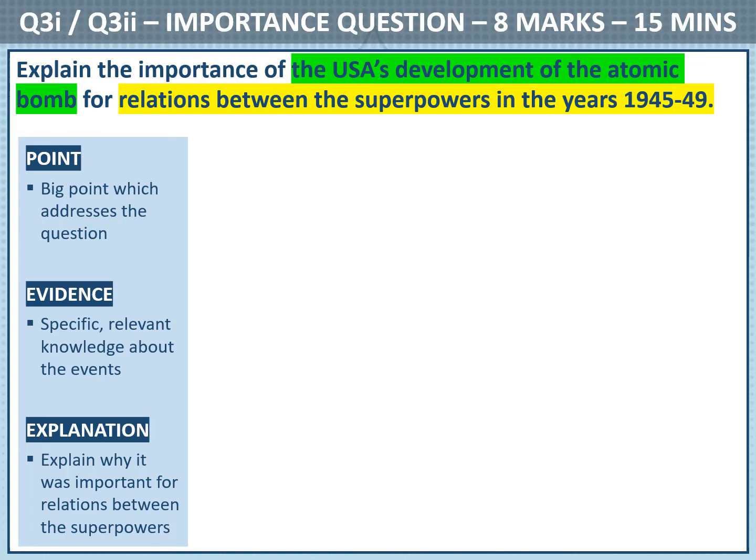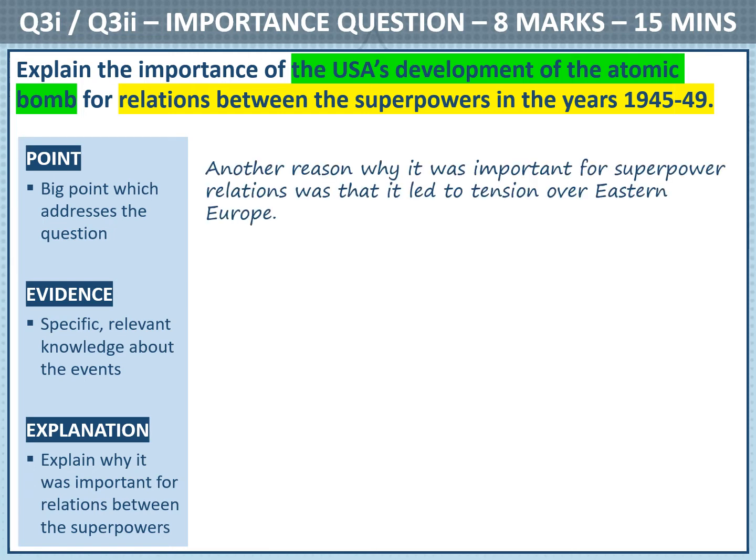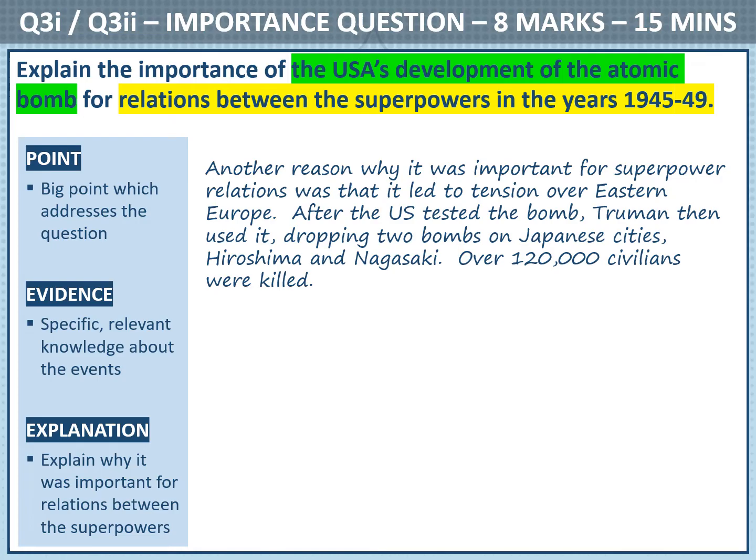I'm going to go back to the beginning of the process and do another point, evidence and explanation. So here's my second point. I'm going to write about how the development of the atomic bomb created more tension over Eastern Europe. Again, I'm keeping my big point quite broad. Once again, I need to show some specific knowledge of the bomb itself. Here I'm going to talk about how the USA used the bombs on 2 Japanese cities.